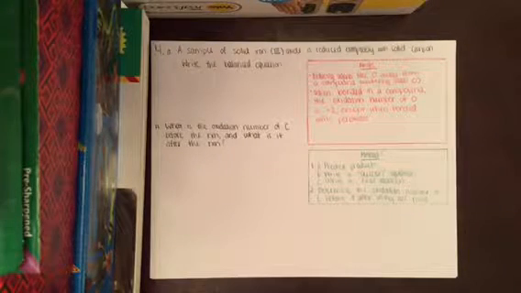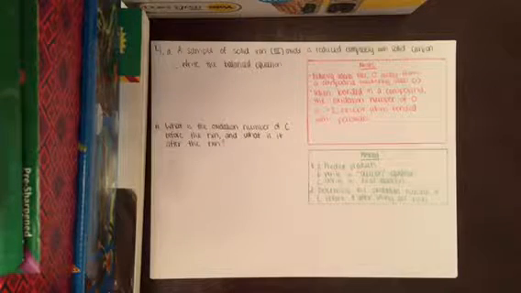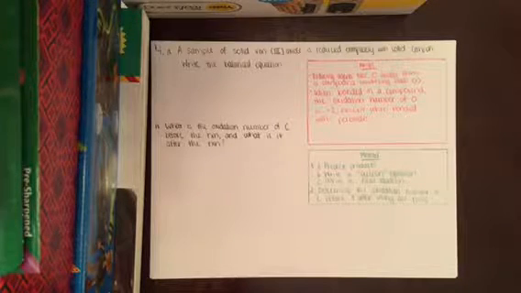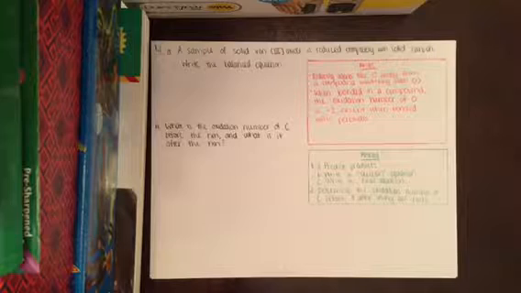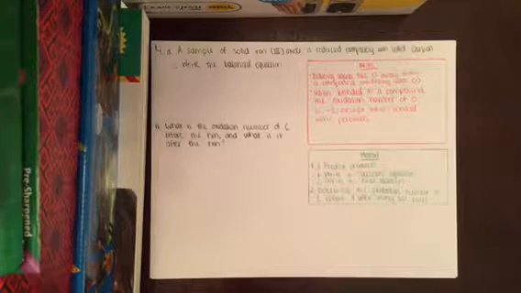So the question asks, a sample of solid iron(III) oxide is reduced completely with solid carbon. First we have to write the balanced equation, and then it asks us what is the oxidation number of carbon before the reaction and what is it after the reaction. So a few helpful notes.